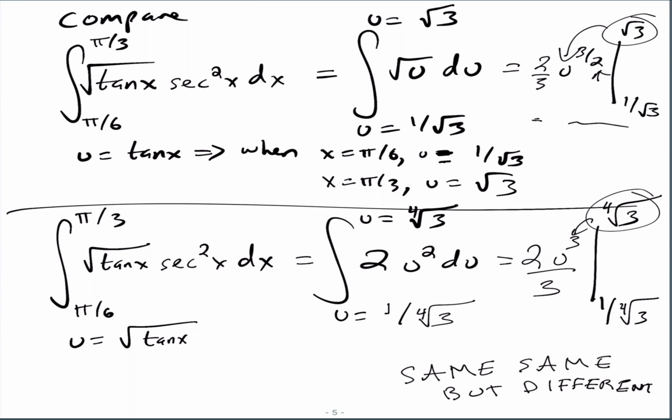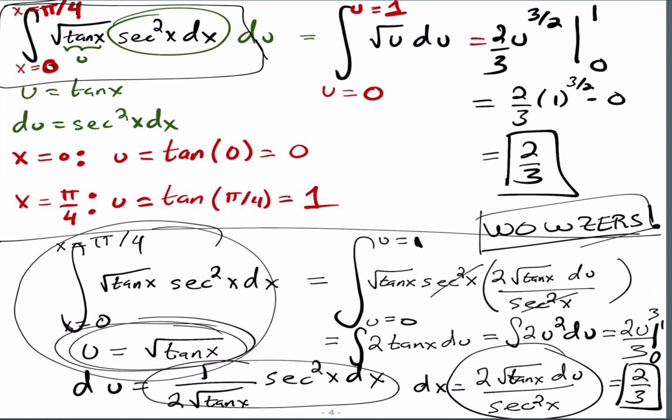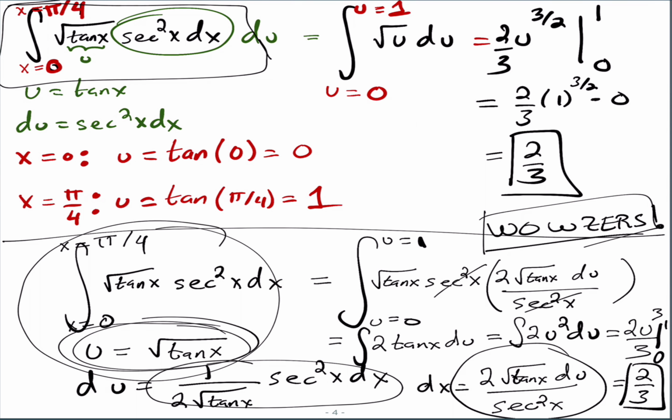Yes? Can you, on the previous slide, go back and explain how, if you use square root of tan x for u, you got du? We just got the derivative of it. So the derivative of, we have to use the chain rule, right? So the derivative of square root of tangent x is, yeah.